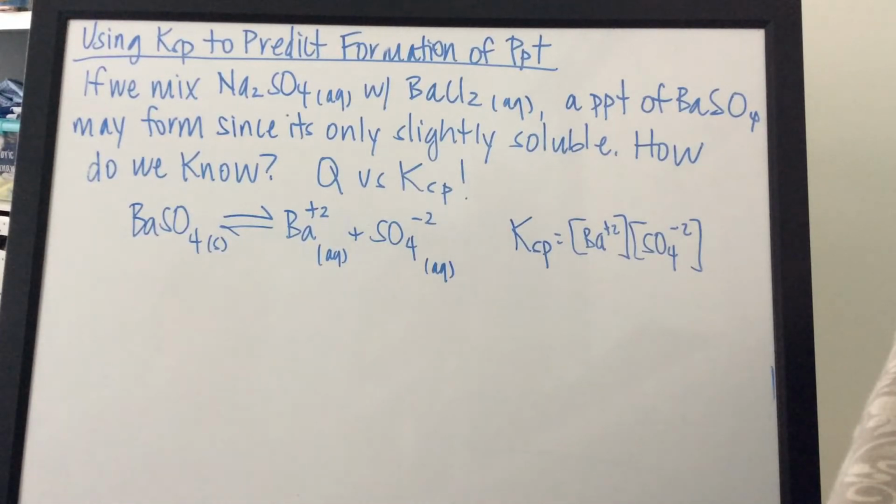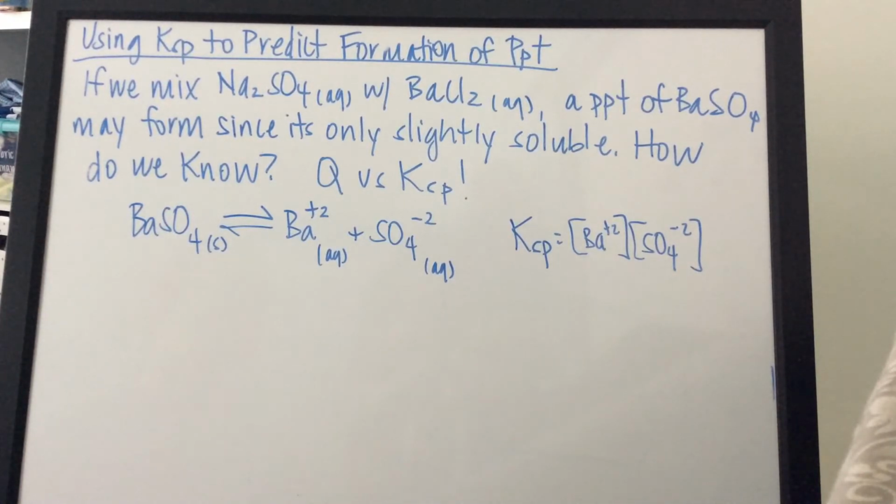Then we talked about the common ion effect and how the addition of a common ion to a solution of a slightly soluble salt will always decrease its solubility. And then the third idea is this video, which is using the value of KSP to predict the formation of a precipitate.